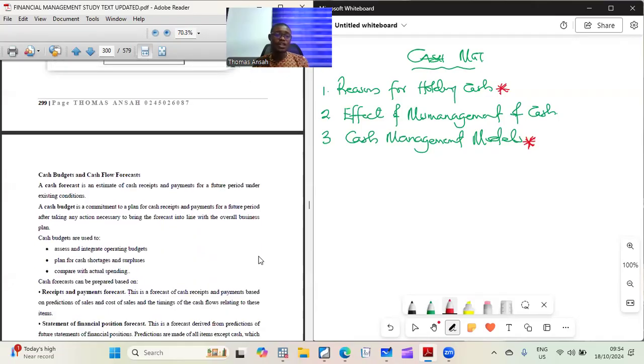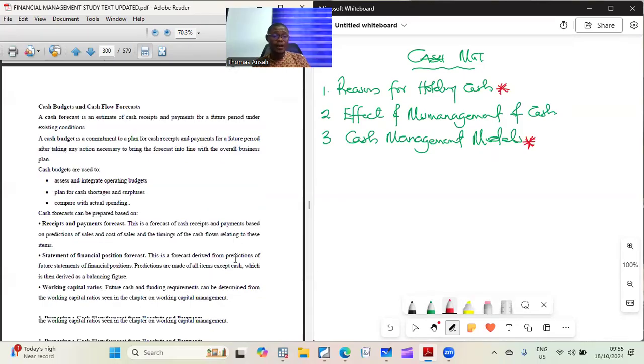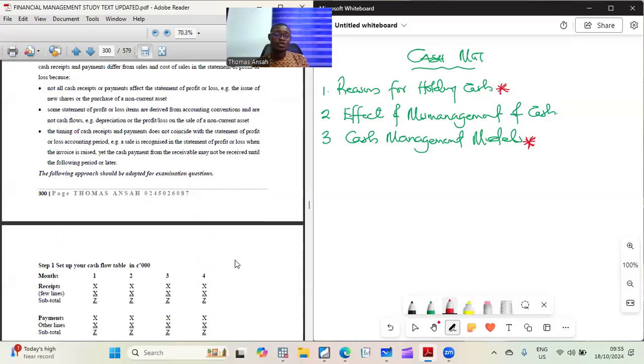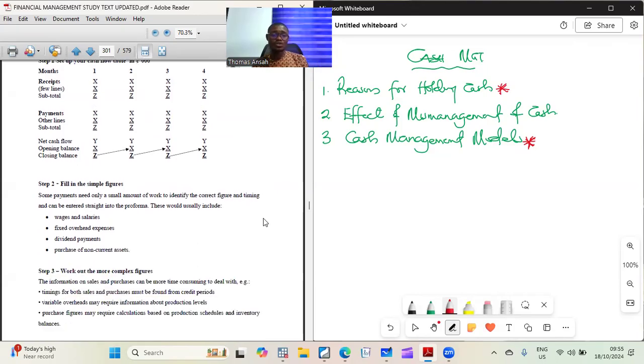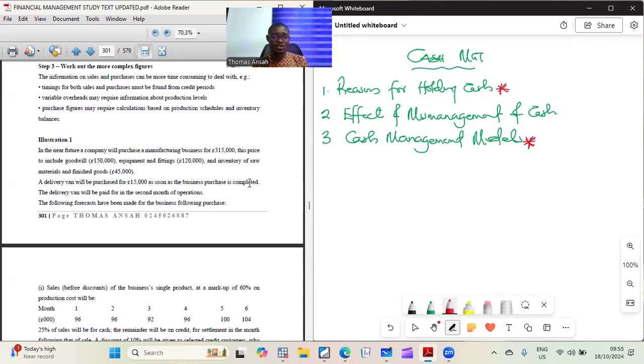Now, of course, you need to learn how to do a cash budget, but I'm skipping that because that is a pure management accounting perspective. So you have to learn that from a management accounting perspective. But as far as financial management is concerned, we are going to focus on the cash management model. So in your book, even though this is financial management, the budgeting of cash is part of cash management, and therefore you have some questions in there to deal with.